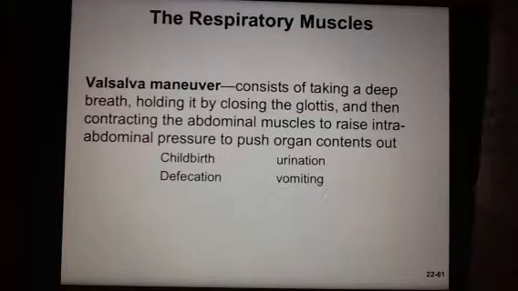A lot of us don't even think about it, but we do at times take a real deep breath and hold it, and then we contract our abdominal muscles to help raise the pressure and push organ contents out. We see this in childbirth, defecation, urination, and even vomiting.